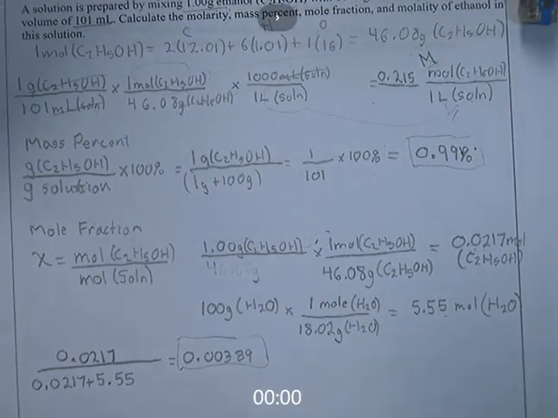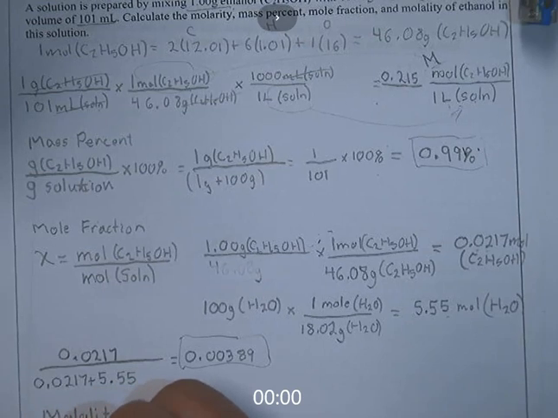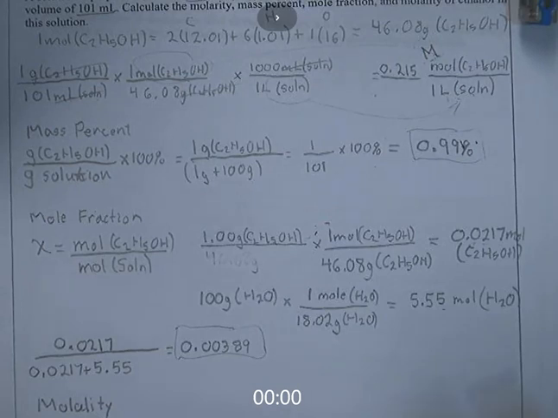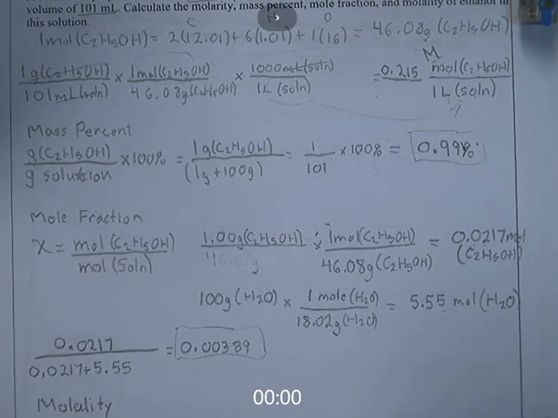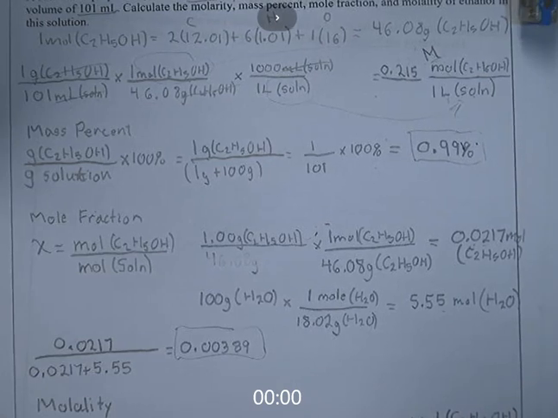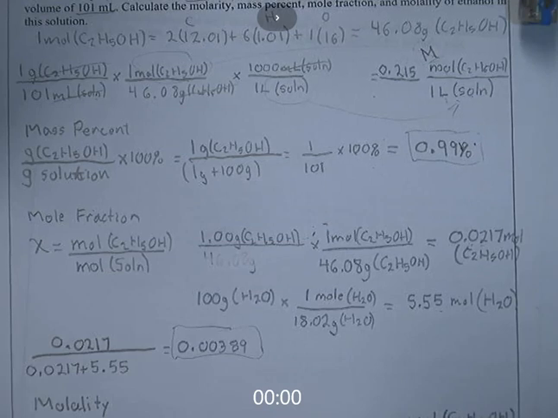Okay? Finally, we need to find molality. So for molality, what is it? You go back to the previous page to find out what molality is. It's moles of the solute divided by the kilograms of solvent. In that case, that's H2O. It's not the whole solution. It's just the solvent, water.